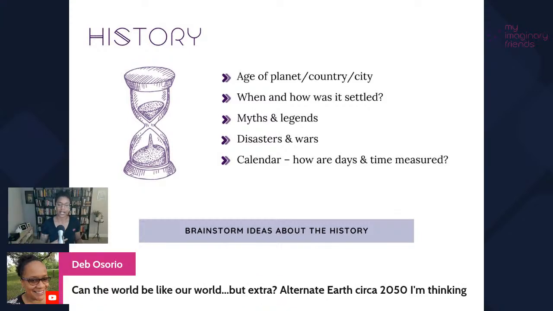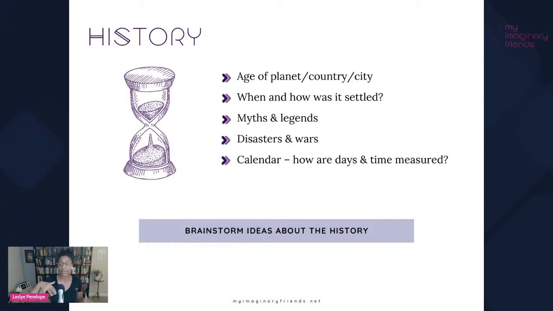Yeah, Deb asks something kind of similar. Can the world be like ours, but extra, an alternate Earth circa 2050? Absolutely. Yeah. Like how and what is extra about it? So is it just that it's in the future? Was there something maybe around now that over the course of the next 30 years veers them off? Or it can be fun to figure out what makes it alternate, other than the fact that you're just imagining it in the future.